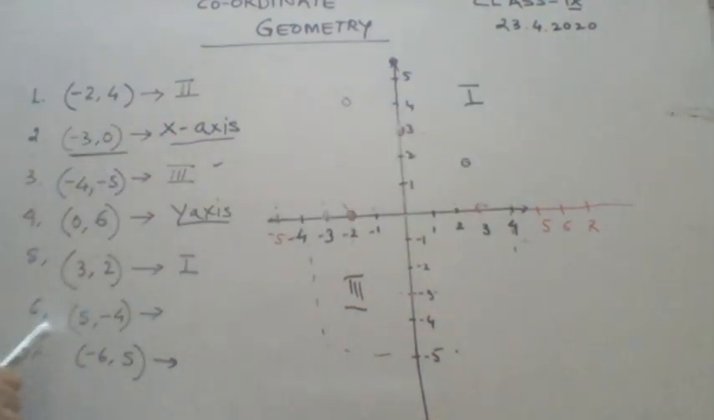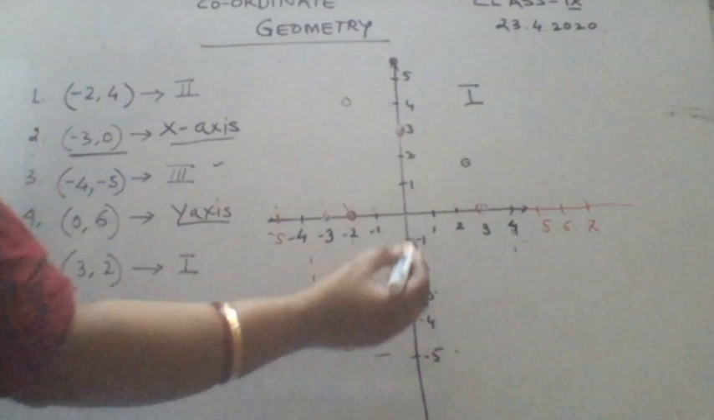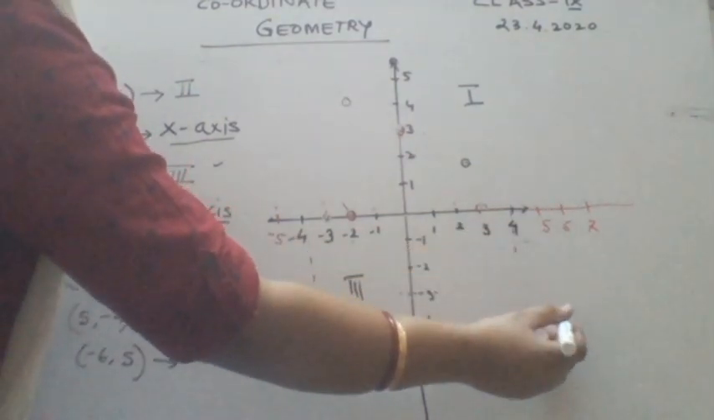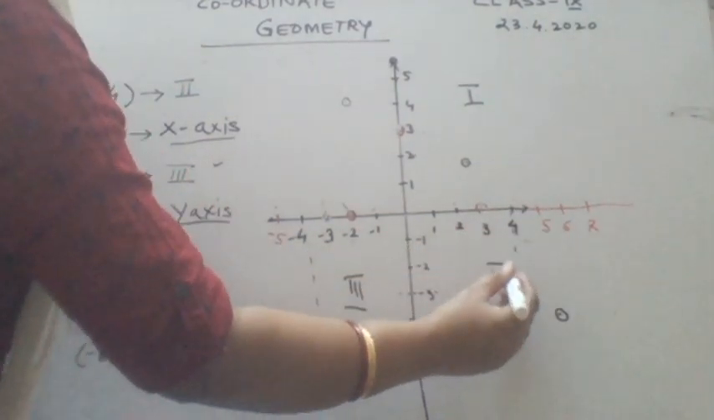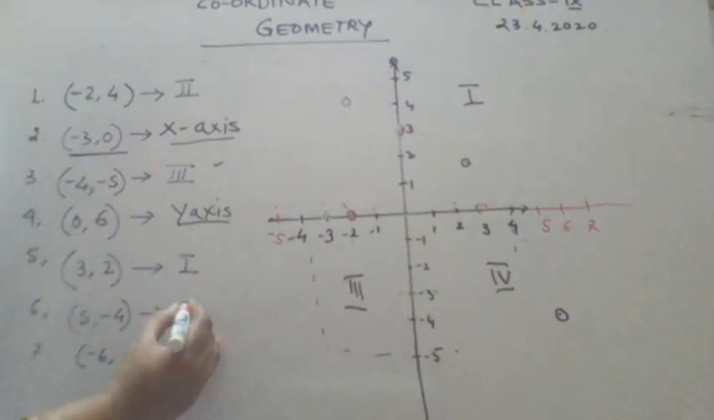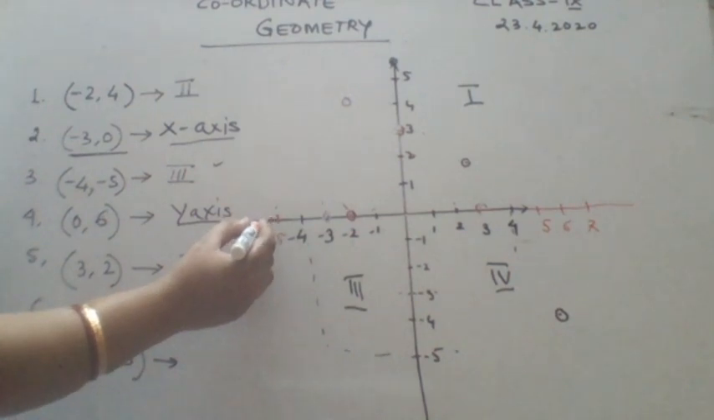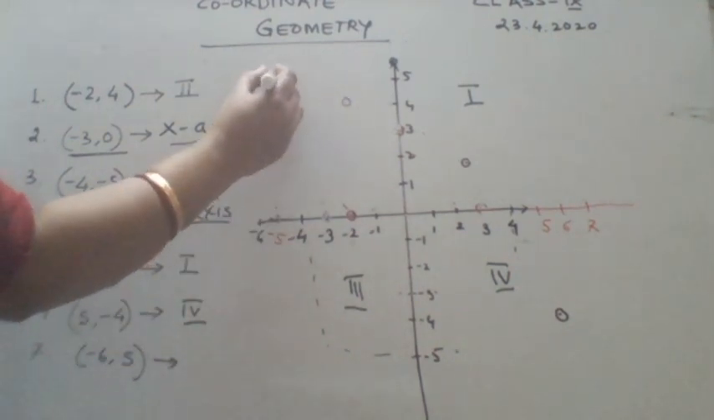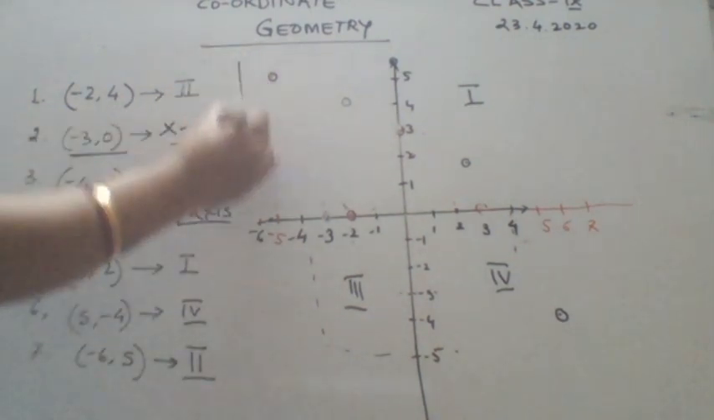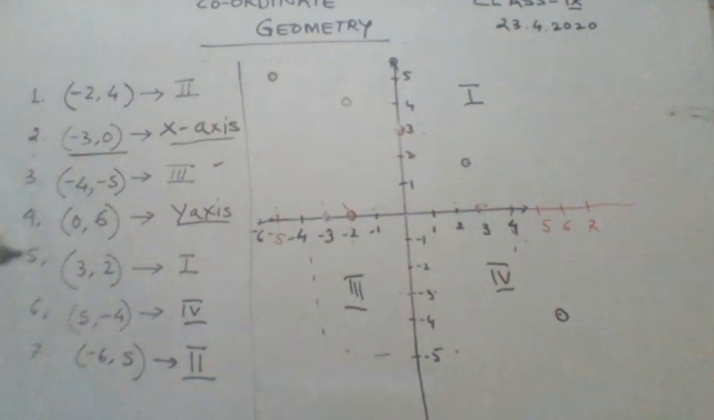Then the next one. This is your 5 comma minus 4. X is 5, y is minus 4. That is in the fourth quadrant. This one is in the fourth quadrant, right? And then minus 6 comma 5. X is minus 6 and y is 5. So this is your second quadrant. So this is how you are going to attempt these types of questions. Now we will do one more interesting thing from this.